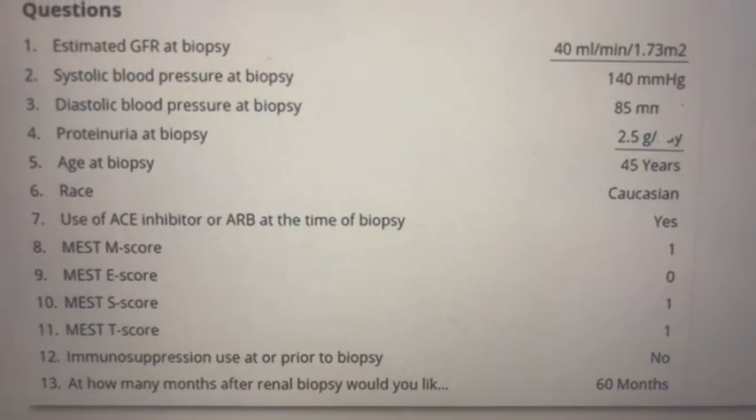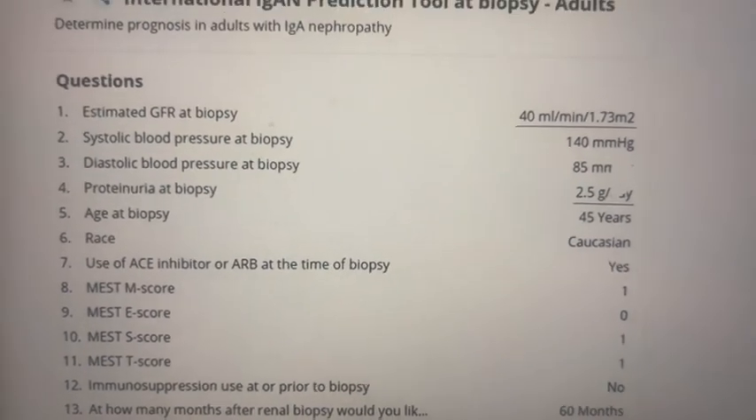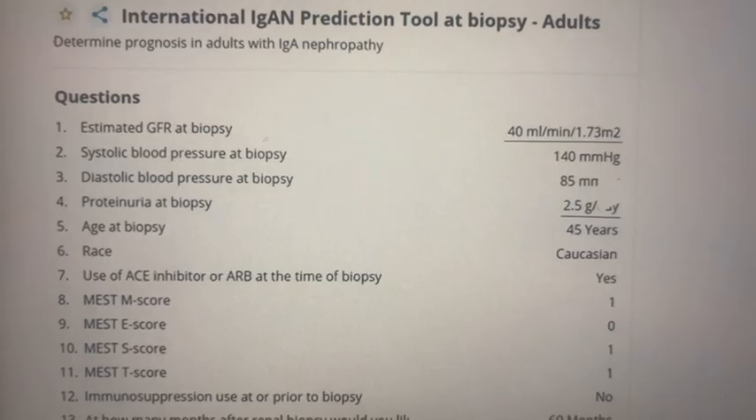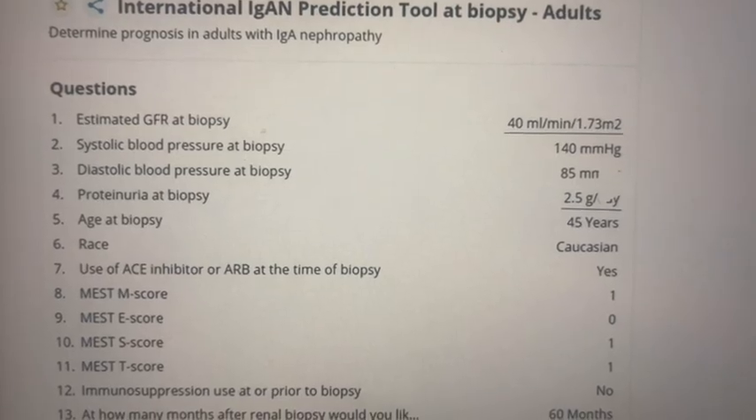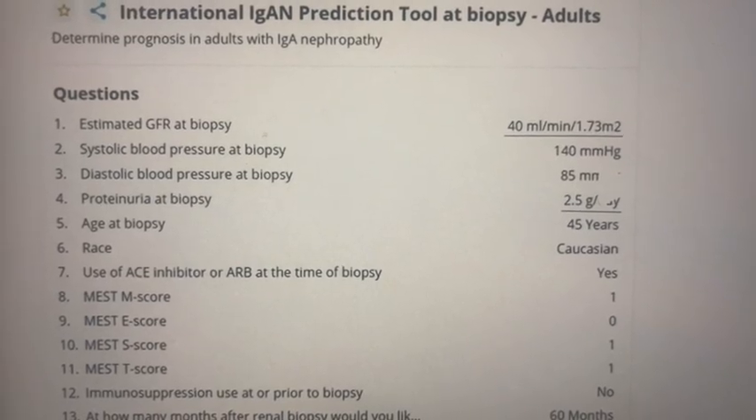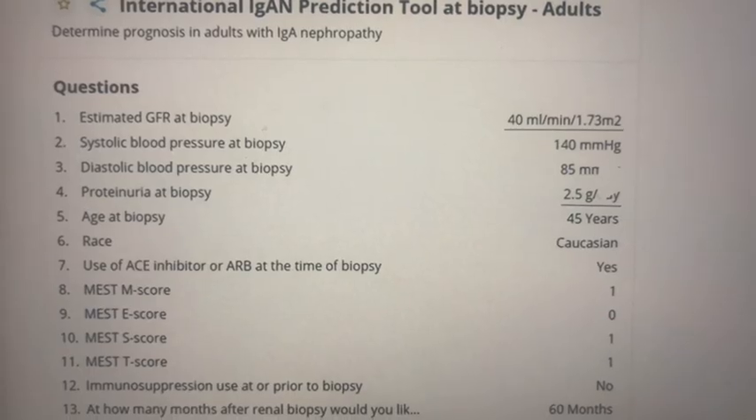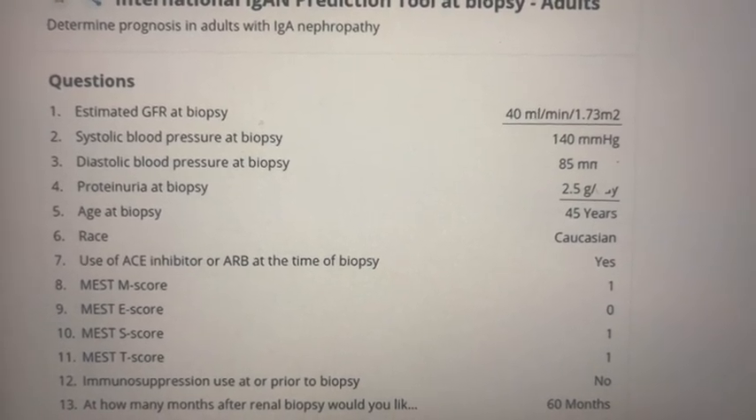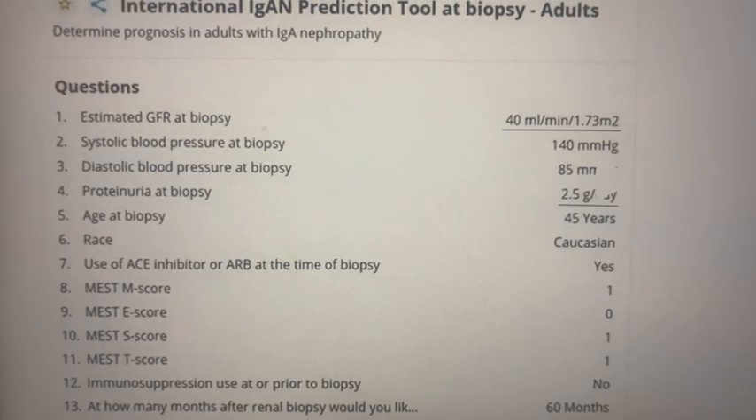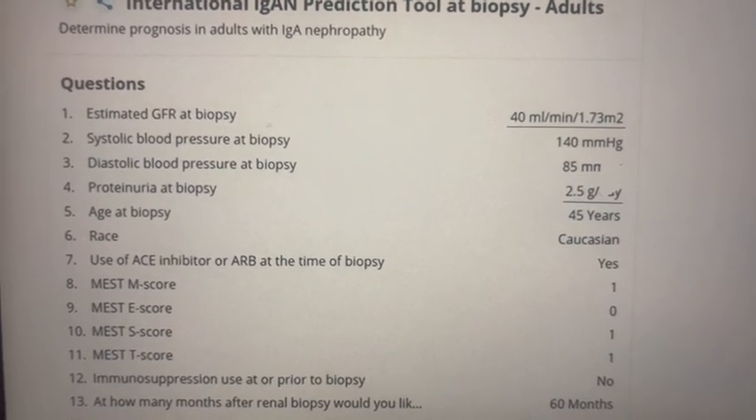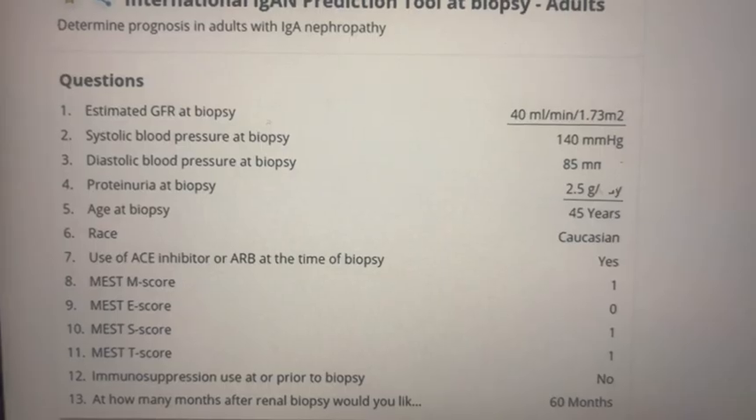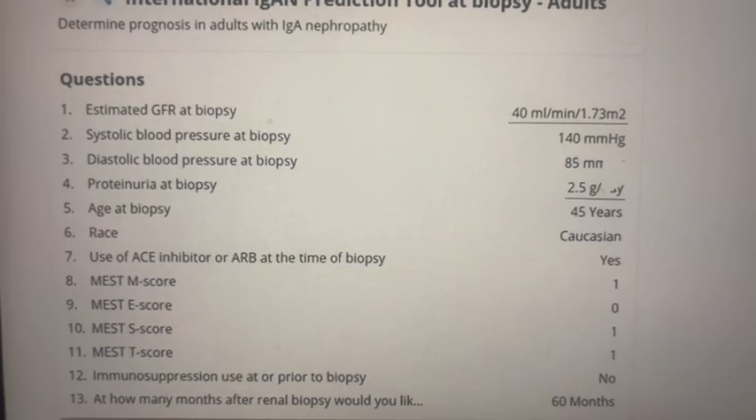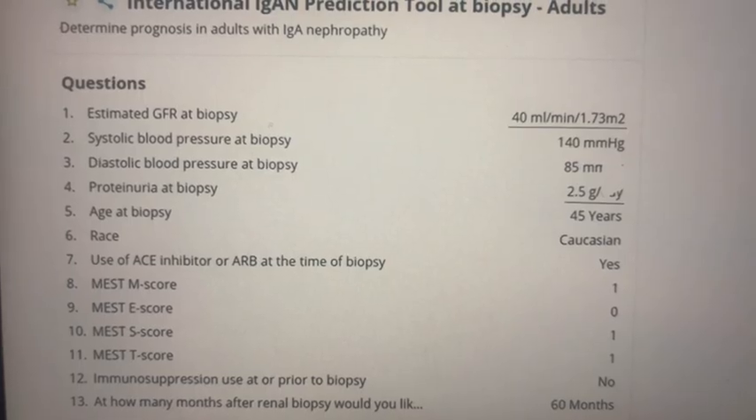Hello everyone, I want to talk about some brief information on immunoglobulin A associated nephropathy and how we would determine the prognosis of the patient based on some criteria. It can be diagnosed with biopsy. We also consider the blood pressure, systolic and diastolic, and proteinuria. It's very important. And apart from that, age, race, the use of medication, the compliance of the patient, and MES score matter.